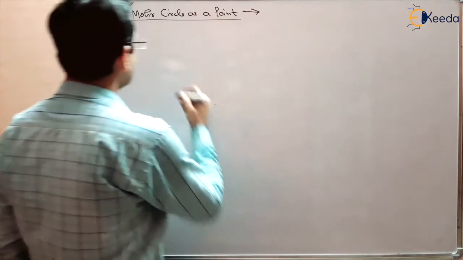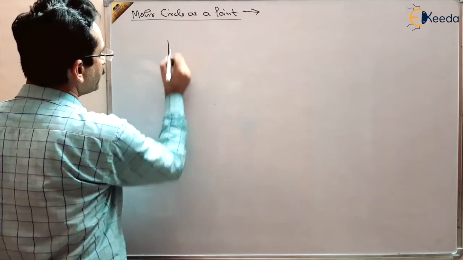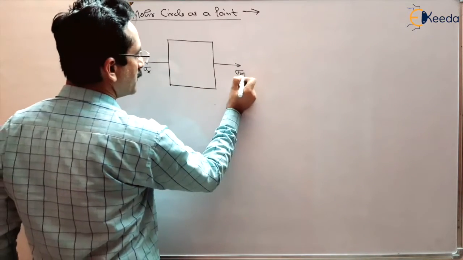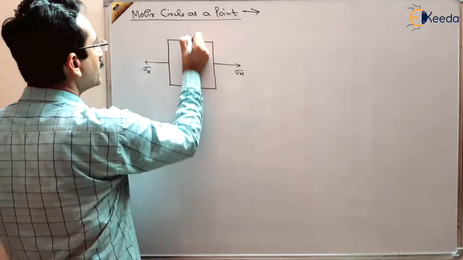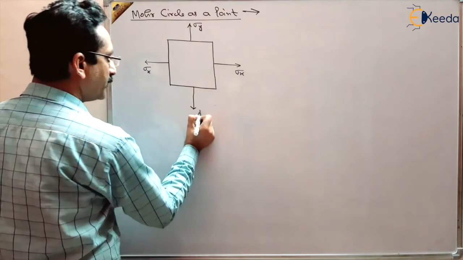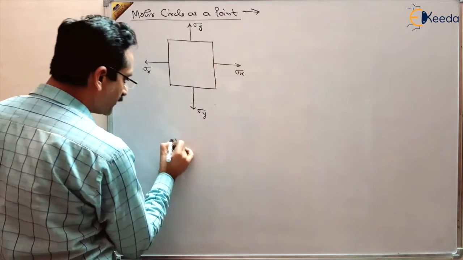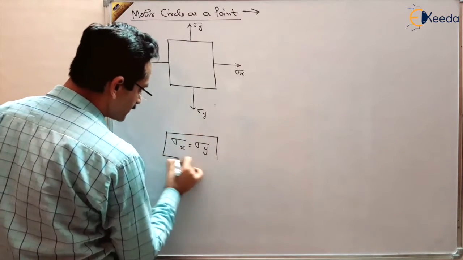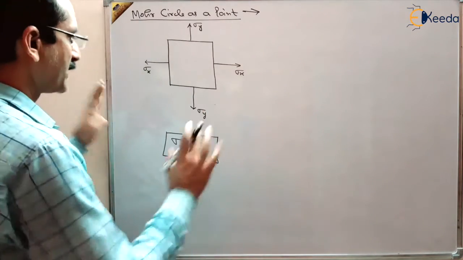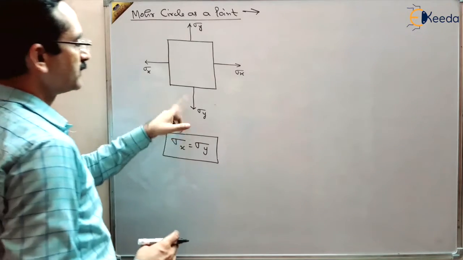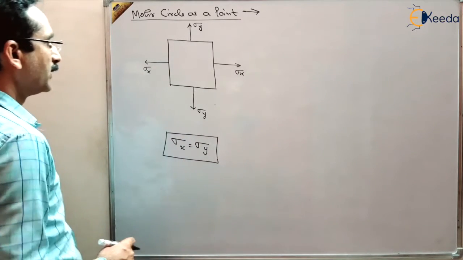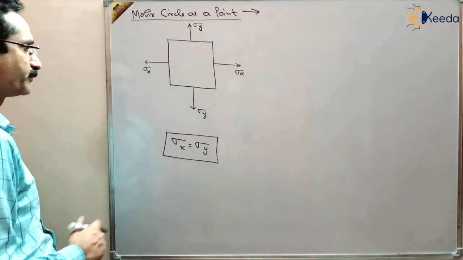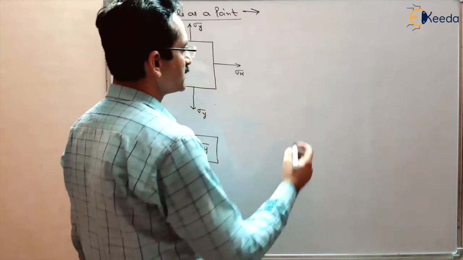So let us say there is a stress element. This is our stress element, sigma x, sigma y, and sigma x is equal to sigma y. Both are equal in magnitude as well as direction. Both are tensile or compressive, and both are in equal magnitude, right? And we want to draw the Mohr circle for this stress condition. So let us draw the Mohr circle for this stress condition.